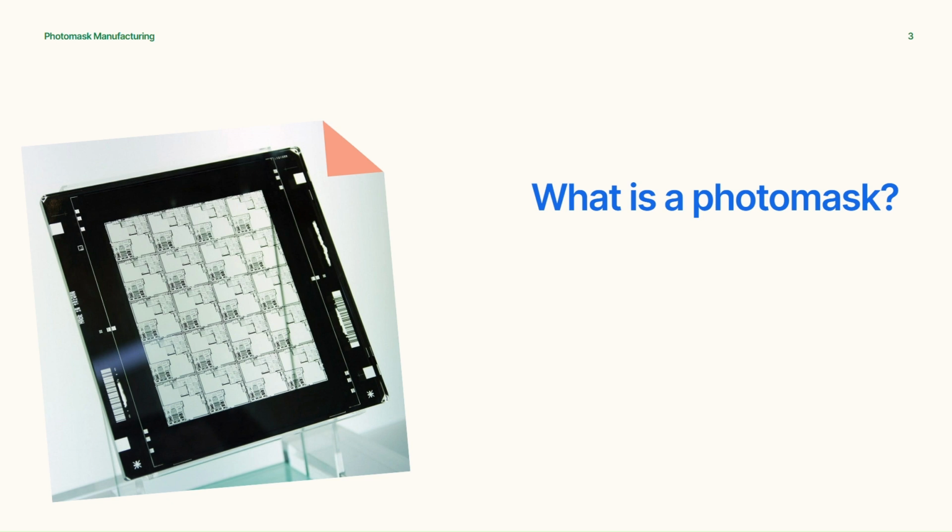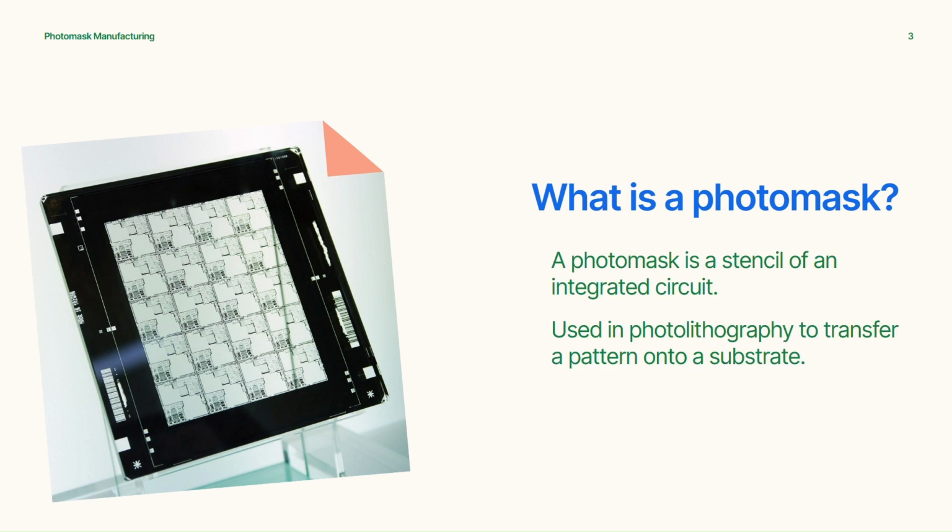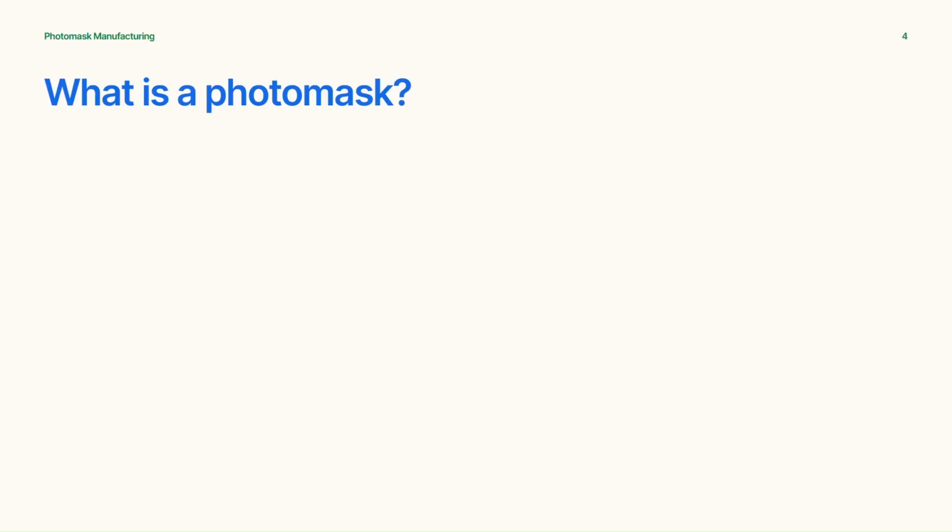Now, what is a photomask? A photomask is a stencil of an integrated circuit, and it's used in photolithography to transfer a pattern onto a substrate. That pattern being the integrated circuit and the substrate typically being silicon.